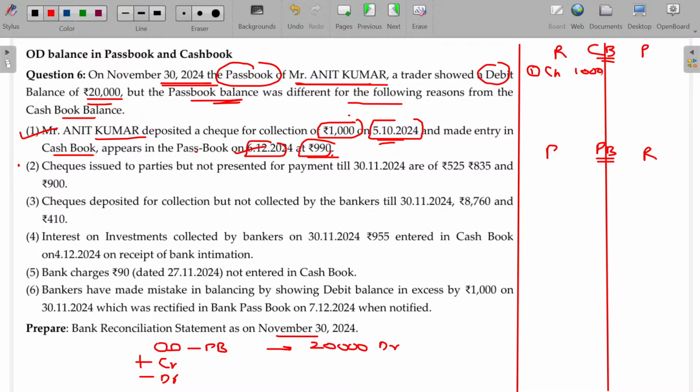Now, what about the next one? Check issued to parties but not presented for payment till the last date. These are the 3 items. Check issued, payment side, but not recorded in the passbook's payment side. Add up these 3 and tell me the value. Come on. 2,260.